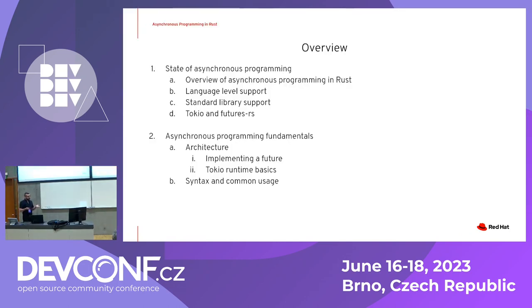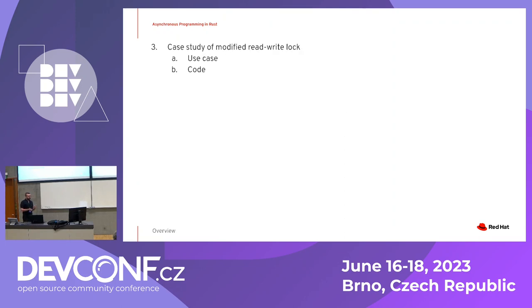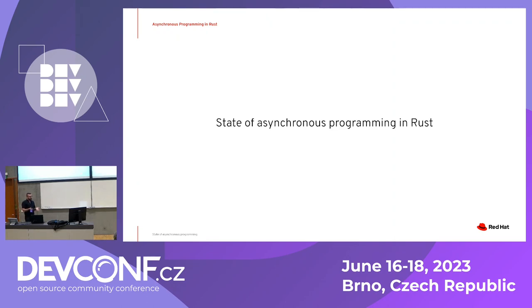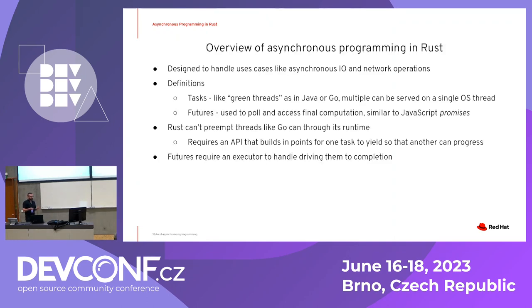So the overview of the talk today is we're going to start by talking about the state of asynchronous programming in Rust. So basically language level support, what's there, what's in external libraries and that sort of thing. We're going to talk about asynchronous programming fundamentals. So we'll talk a little bit about the architecture, syntax, and why that matters. And then we're going to do a quick case study of a modified read-write lock that we implemented in storage for our use case.